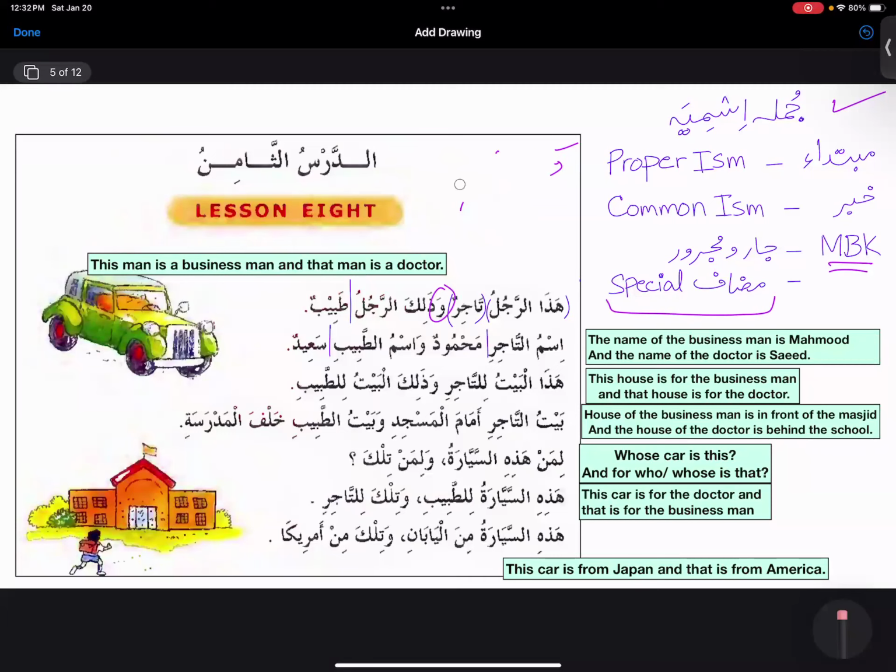And. Connection, yeah, so that connecting. That is called harfu ataf. What is that called? Harfu ataf. Okay, so remember that. What is harfu ataf? Ataf is like, you know, a connection, the word that is making a connection. For example, I say and. And means and. Even in English, that is a connector, right? So these are connector words.